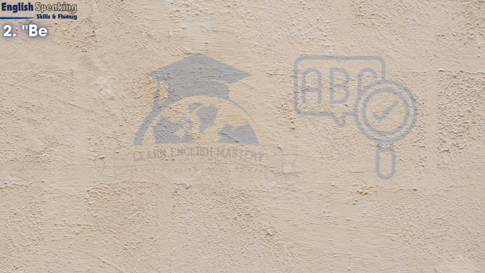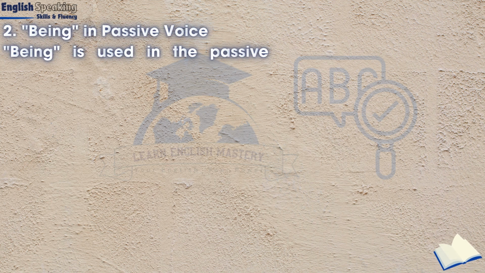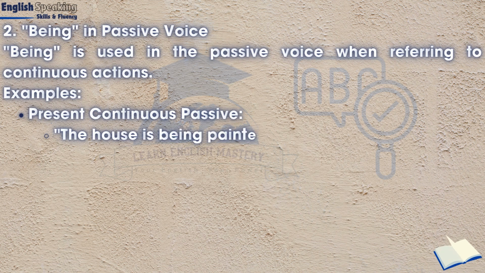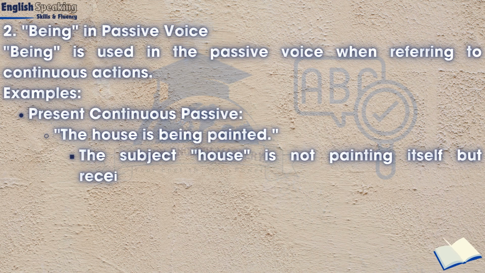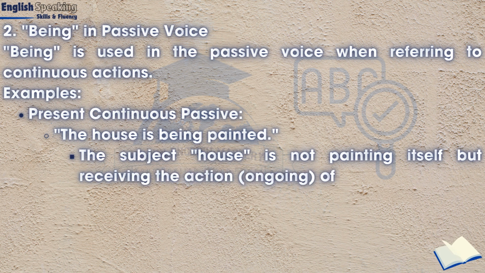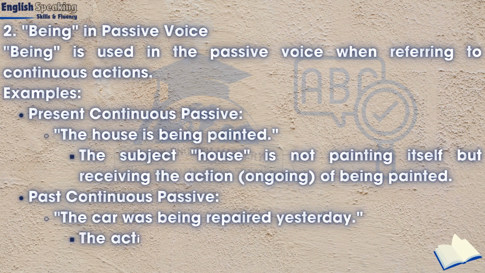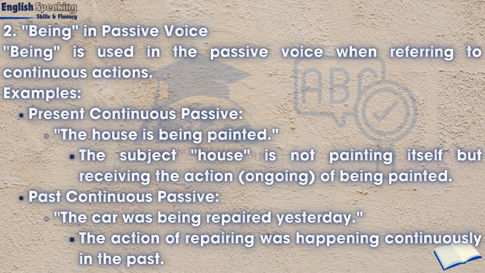2. Being. In passive voice, being is used when referring to continuous actions. Examples: present continuous passive, the house is being painted. The subject, house, is not painting itself but receiving the action, ongoing, of being painted. Past continuous passive, the car was being repaired yesterday. The action of repairing was happening continuously in the past.